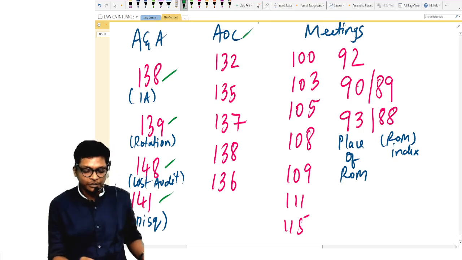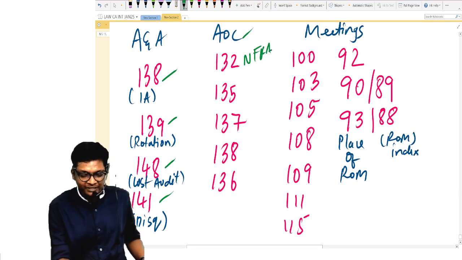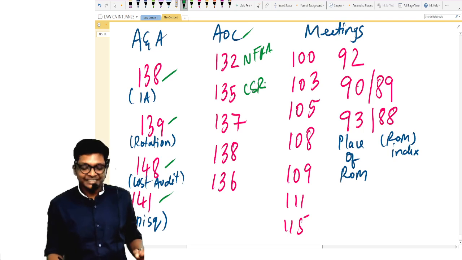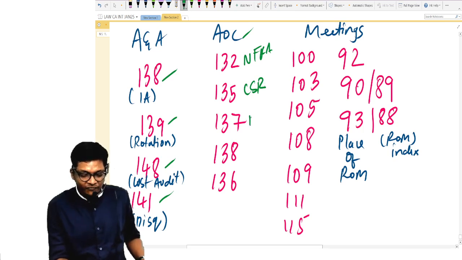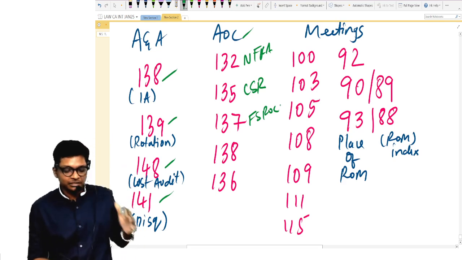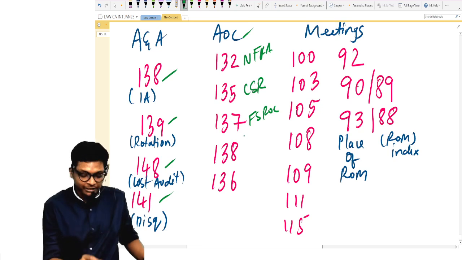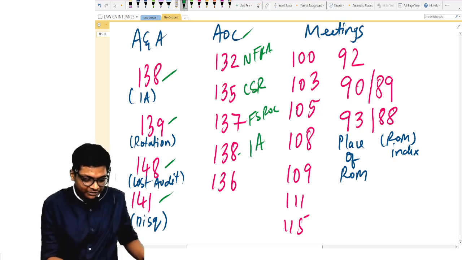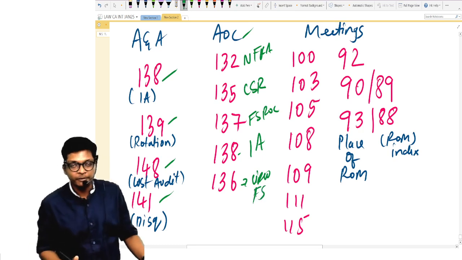Accounts of company chapter: 132, you have limits in NFRA. 135, CSR limits. 137, filing of financial statements to ROC. There you have a limit within 30 days for whom it's applicable. XBRL reporting. 138, like I said, internal audit, accounts of company, it comes, I put it over there also. And 136 is circulation of financial statements to members before the AGM.